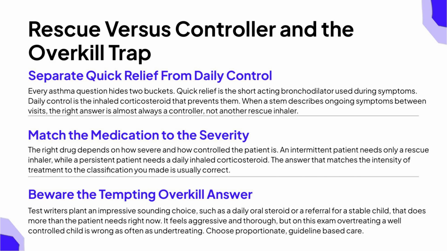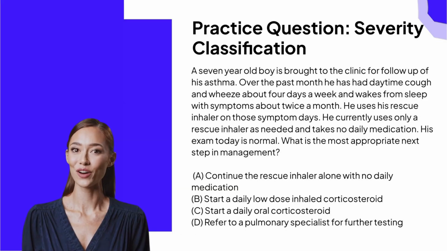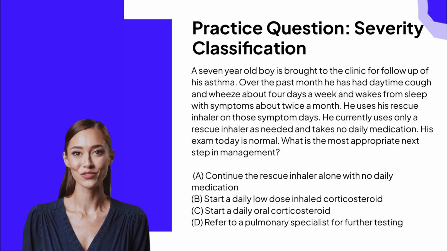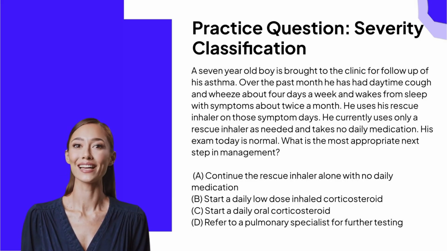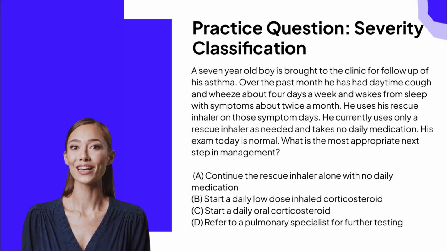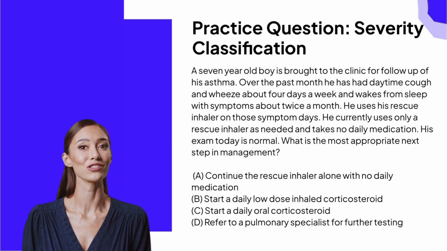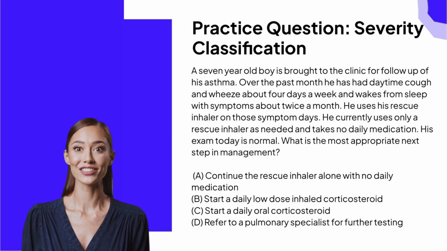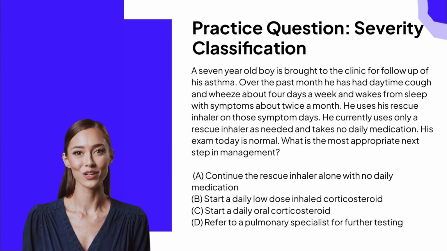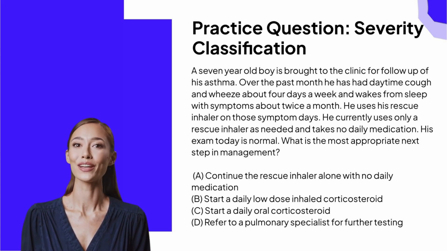Choose proportionate, guideline-based care. Let us work through our first practice question, and this one is all about classification. A 7-year-old boy comes in for asthma follow-up. Over the past month, he has had daytime cough and wheeze about 4 days a week, and he wakes from sleep with symptoms about twice a month. He uses his rescue inhaler on those symptom days, and right now he takes no daily medication. His exam today is normal. The question asks for the most appropriate next step in management. Take a moment to classify him in your head before you look at the choices.